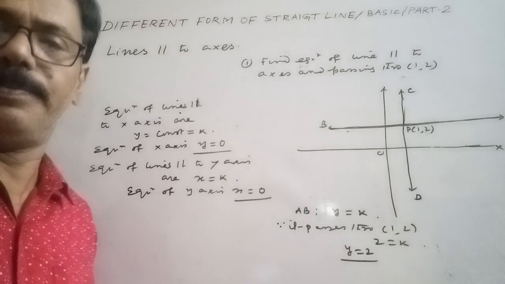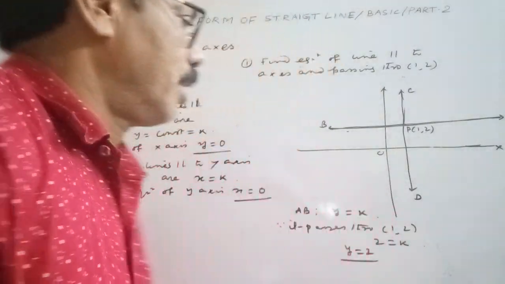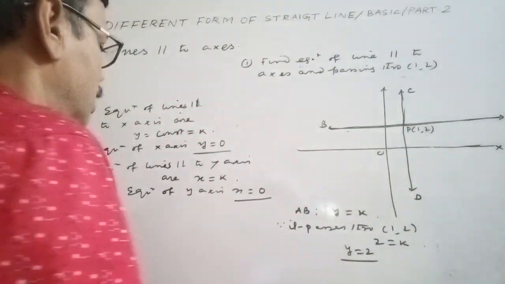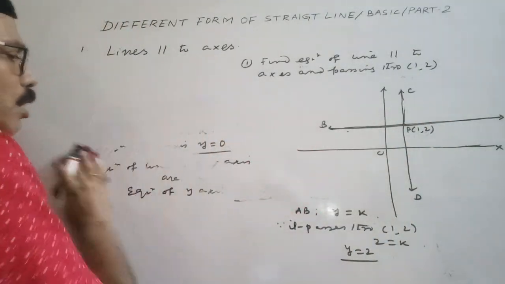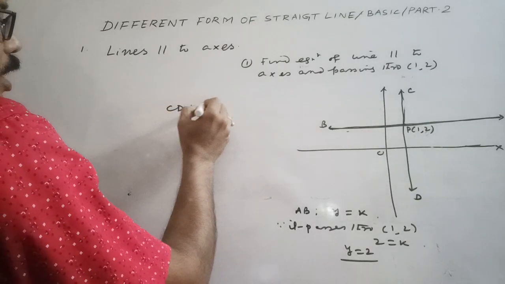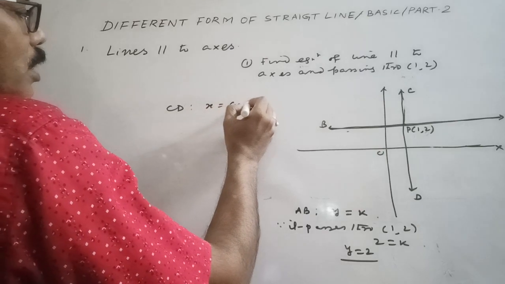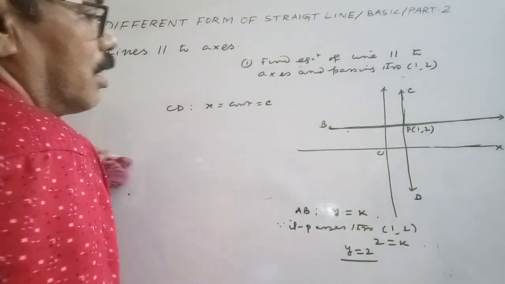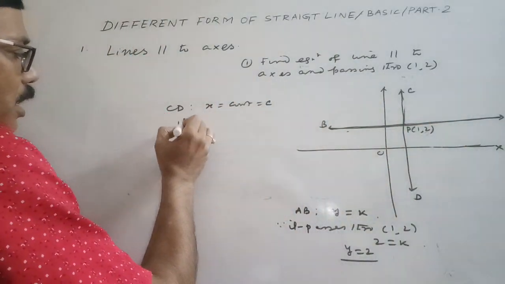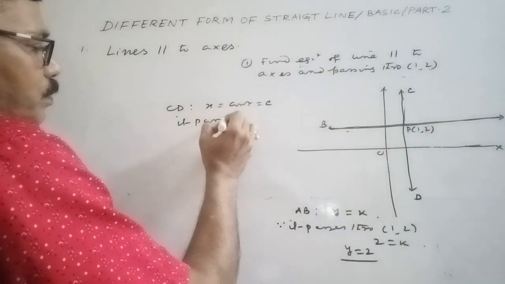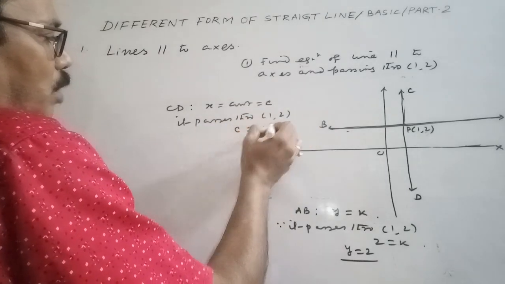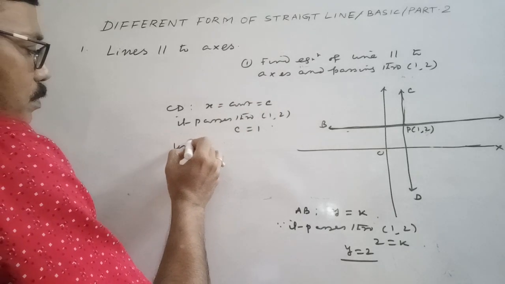So similarly, the equation of line CD. What is the equation of a line parallel to y-axis? That is CD. So x equals to constant equals to C. Now one condition is given: it passes through (1, 2). So C equals to 1.